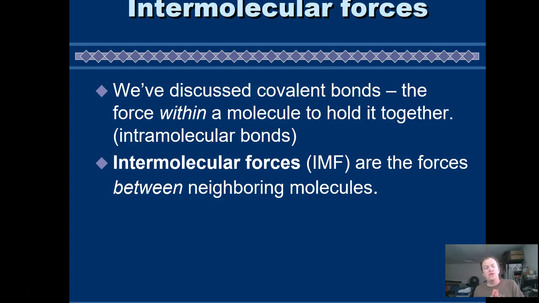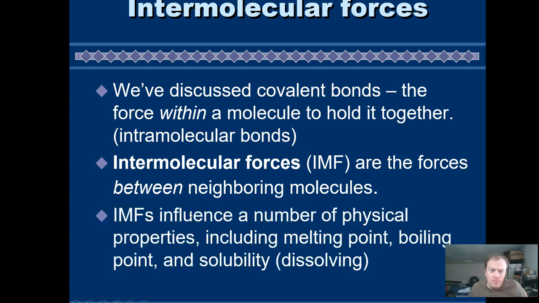So, for instance, the intranet is a collection of computers within the same building, within the same high school or whatever. That would be an intranet, whereas the internet is between different buildings. Or an interstate is a highway that travels between states, usually. And IMFs are really important because they influence a number of physical properties, including melting point, boiling point, solubility, things like that. We're going to talk about it at several different points of the year, so it's really important to understand. And very, very key that we get the difference between intra and inter.